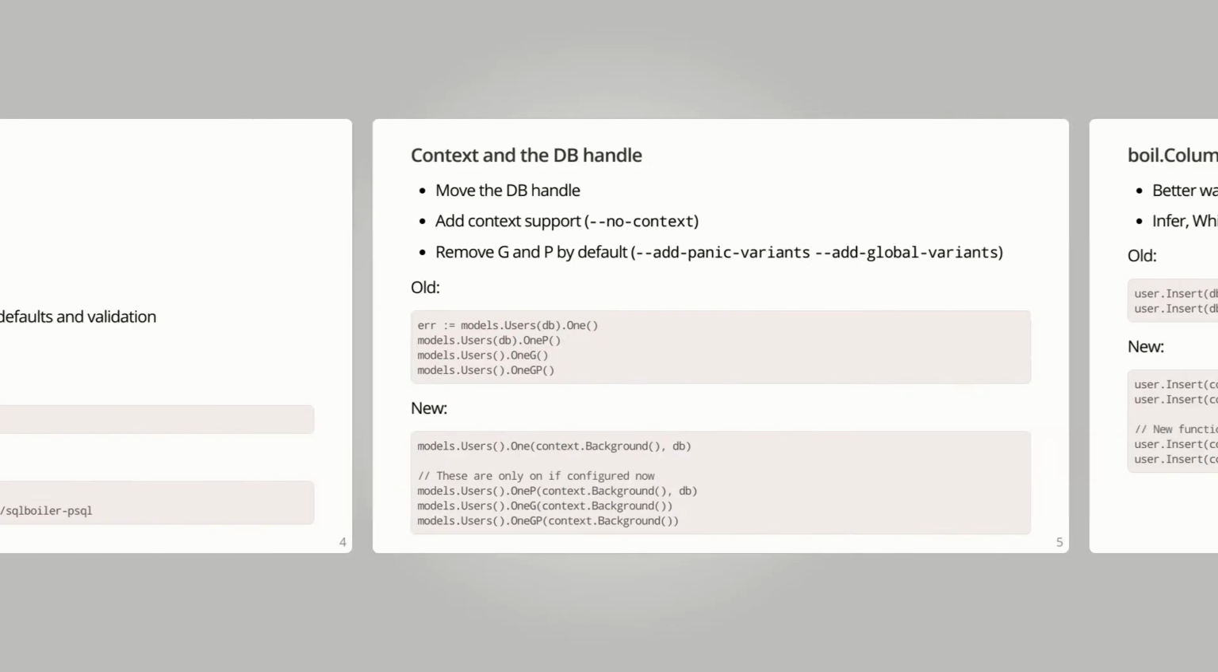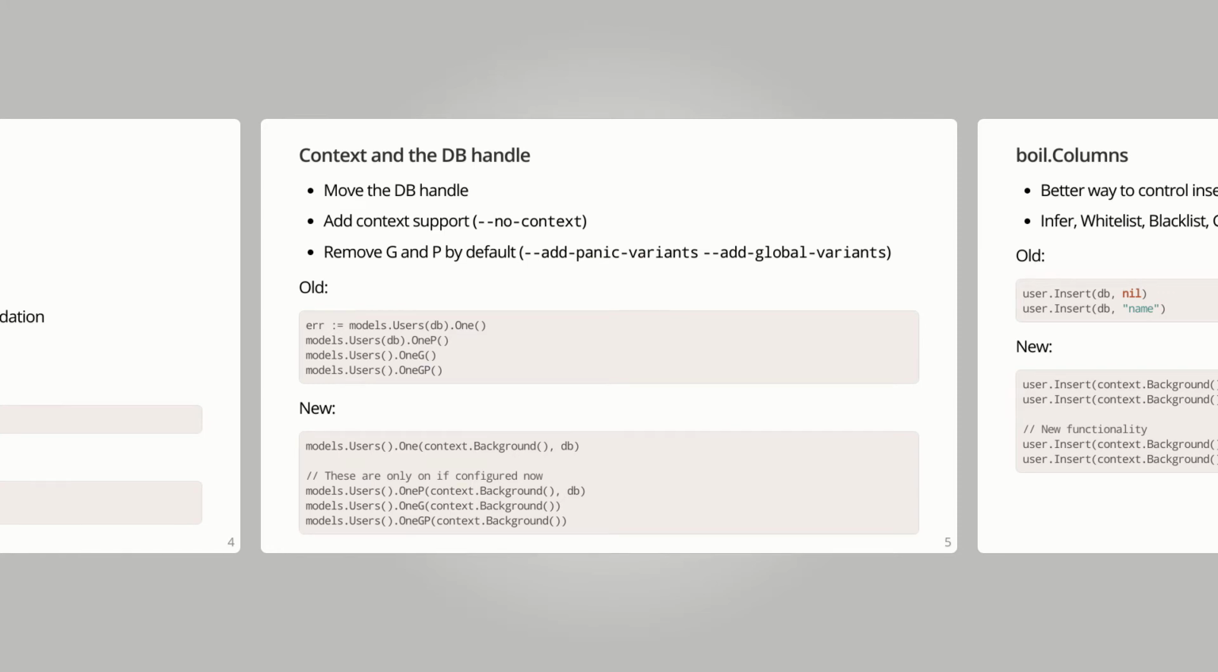All right, so the next one is context and the DB handle. We moved the DB handle. So in the past, if you look at the old stuff down at the bottom of the slide here, you'll see that we did models.usersDB, and users right there is actually creating a query. It's not executing anything. So it's actually very strange that we put the DB parameter in there. So we thought that with V3, we would correct this, and now you can see at the bottom, you have users and it's empty because there's no query mods or anything that we're putting into that query. And then we call one on that and pass the DB into that. And also there's context there too, which is the next point.